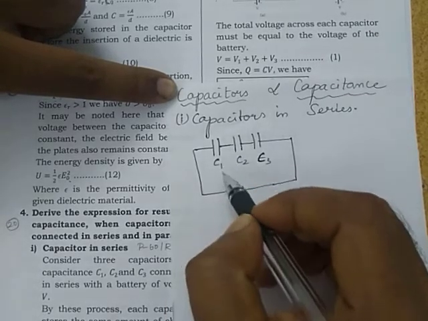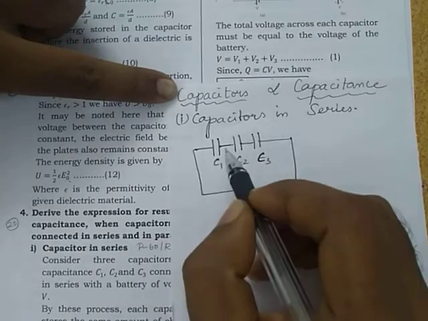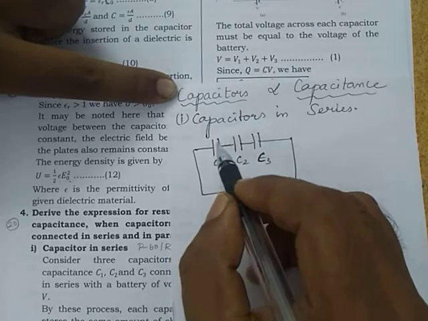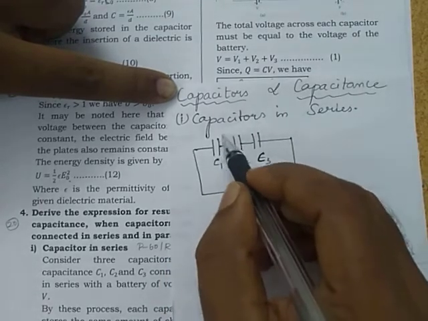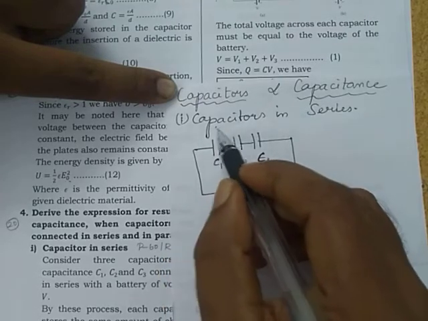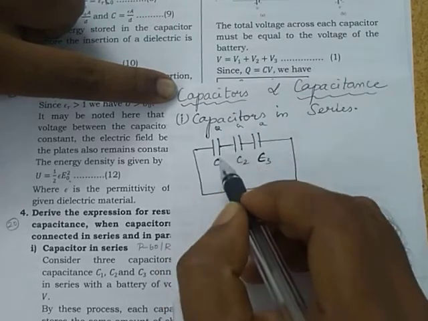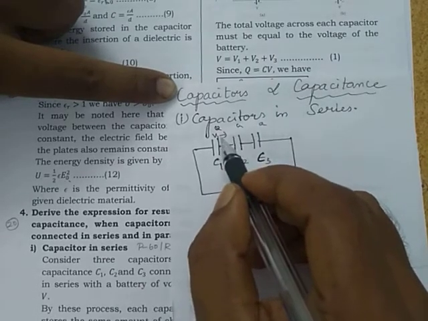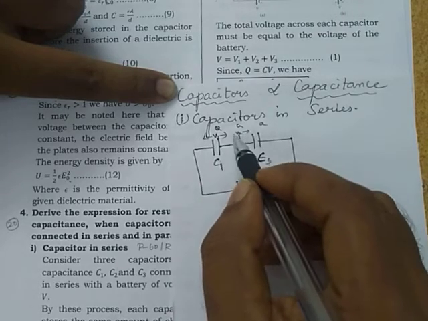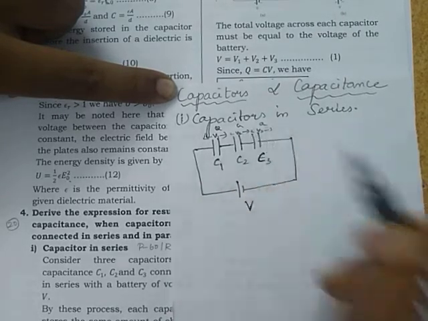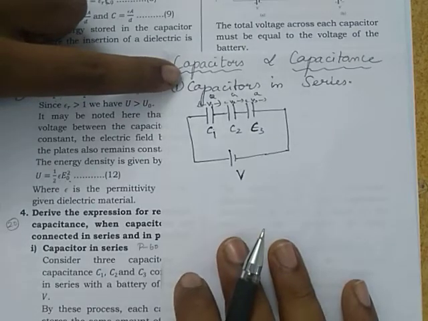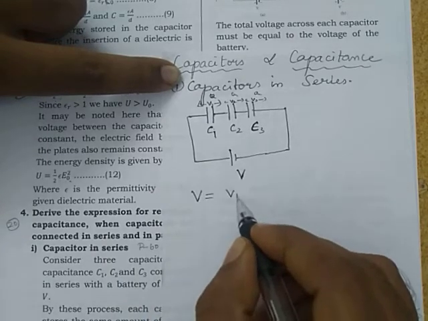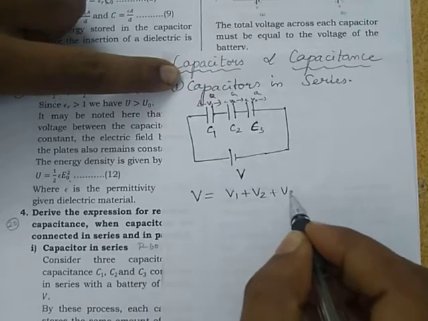Having different capacitance values, the charge stored in each capacitor will be the same. So we can write the charge in each capacitor will be Q, but because of different capacitance, the potential drop across the capacitors will be different. Here V1, here V2, here V3. But the applied potential is equal to the sum of the potential drops across each capacitor, so we can write V is equal to V1 plus V2 plus V3.